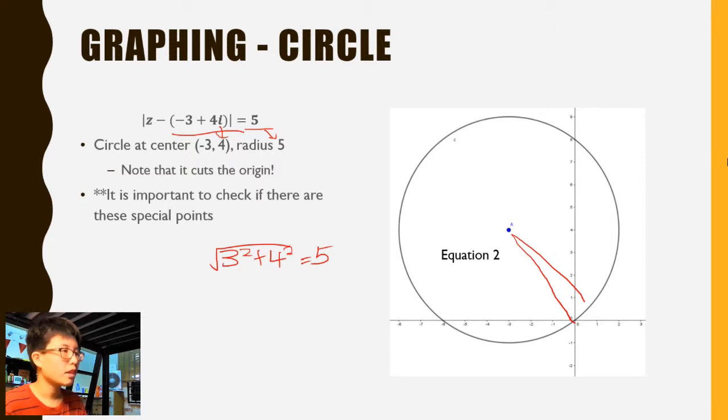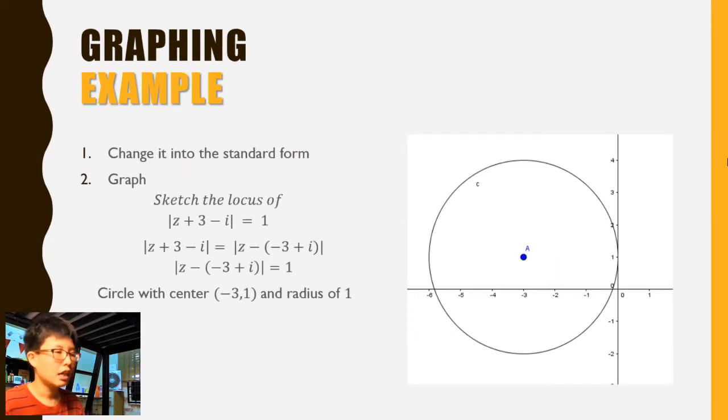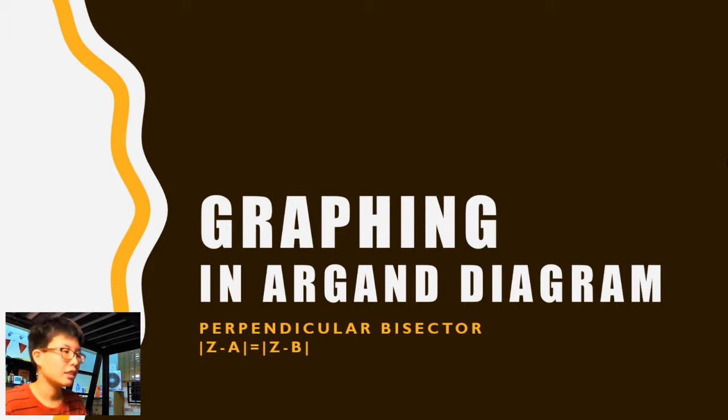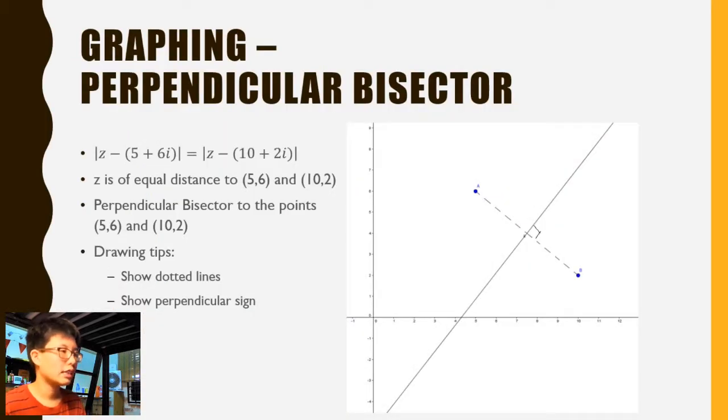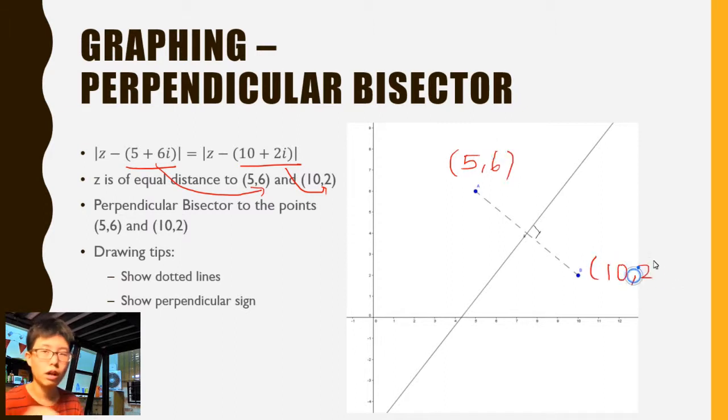Okay, let's talk about, I'm going to skip this. Let's talk about perpendicular bisectors. What it looks like is |z - this| = |z - this|. From here, we can just change that into x and y coordinates. What you need to do is plot out where (5, 6) is. This is (5, 6). And you need to plot out where (10, 2) is, which is right here. I would plot these two points first, then draw the line that connects them, then measure 90 degrees and draw this perpendicular line.